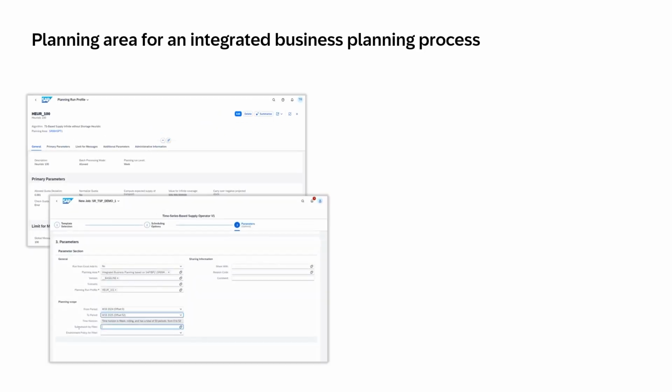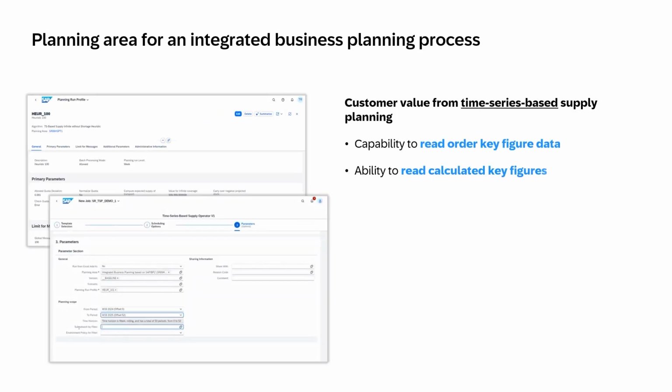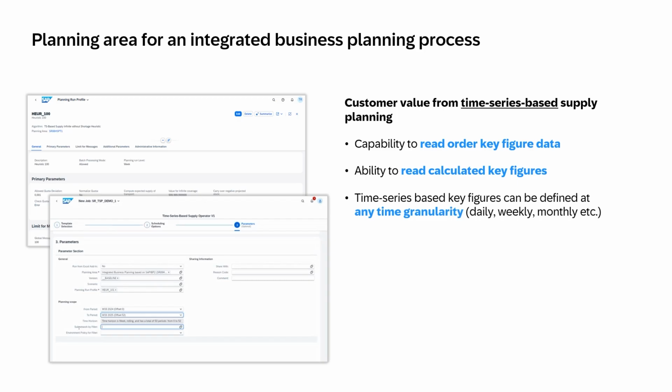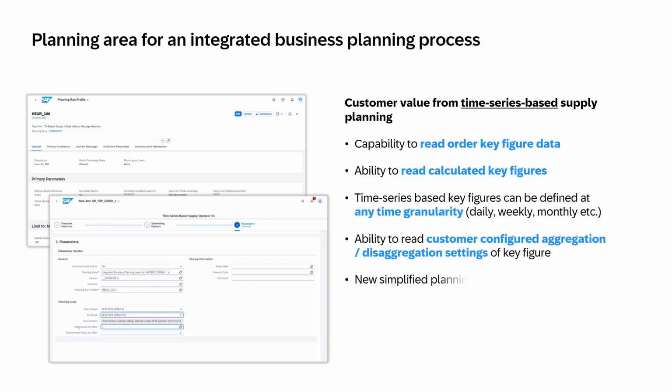That's very good. Have you made any improvements in the time series planning? In the time series planning, yes, I can talk to you about one big enhancement. What used to happen was that the algorithms used to take only stored key figures, meaning the key figures that were stored in the database. So with this release of 2508, we have introduced the functionality where the applications can now read the calculated key figures.